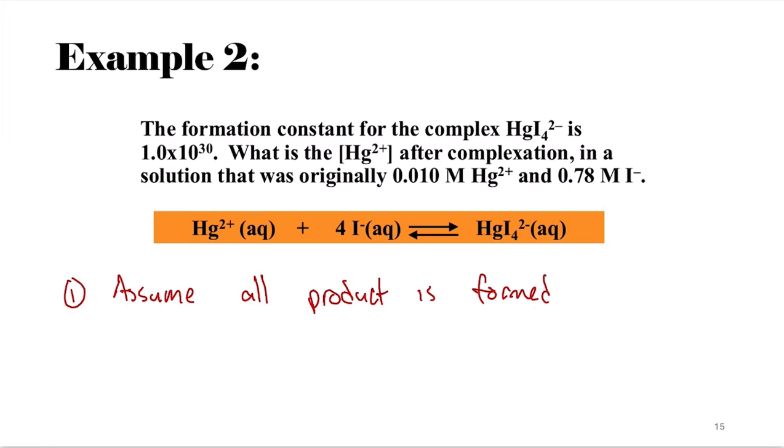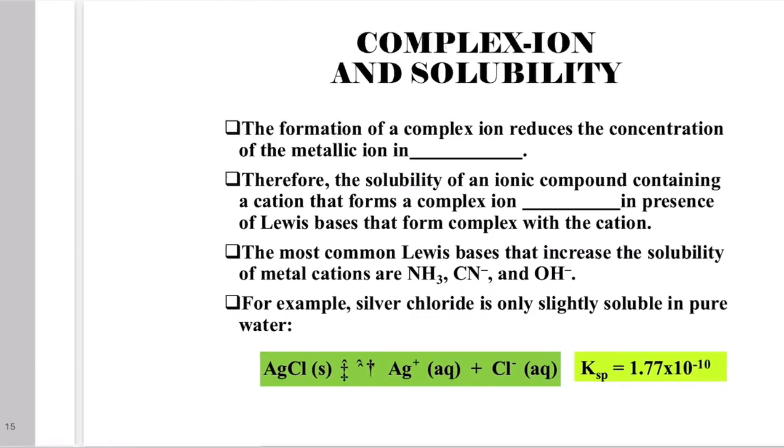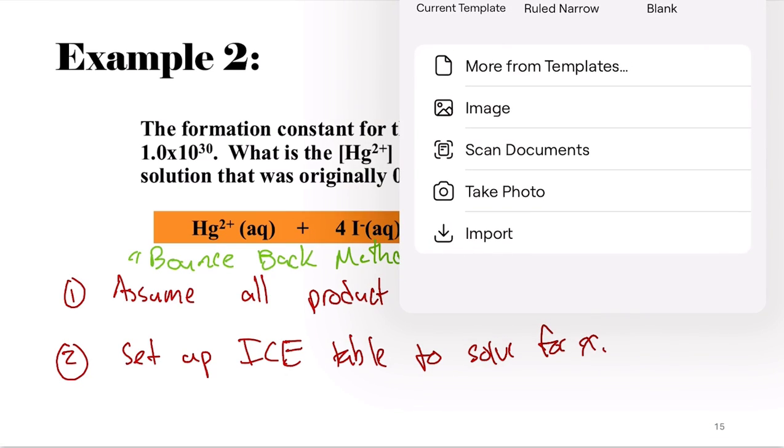And then the second step is to set up an ice table to solve for x. The methodology for this was called the bounce back method. Okay, so let's set up our initial concentrations first, right?